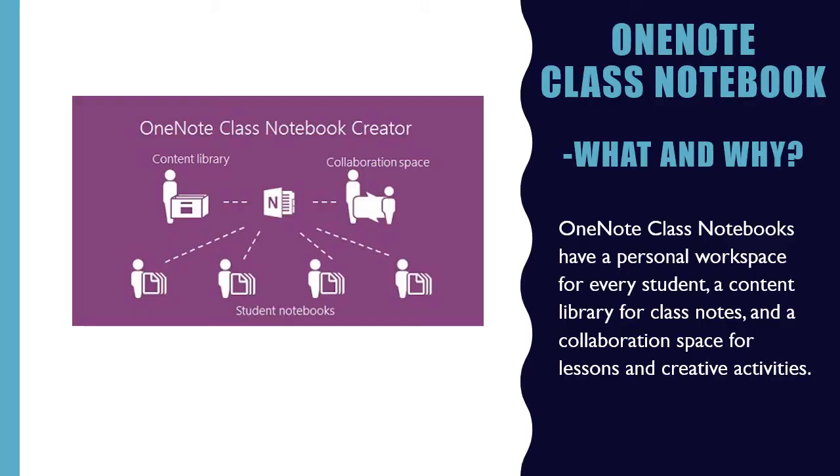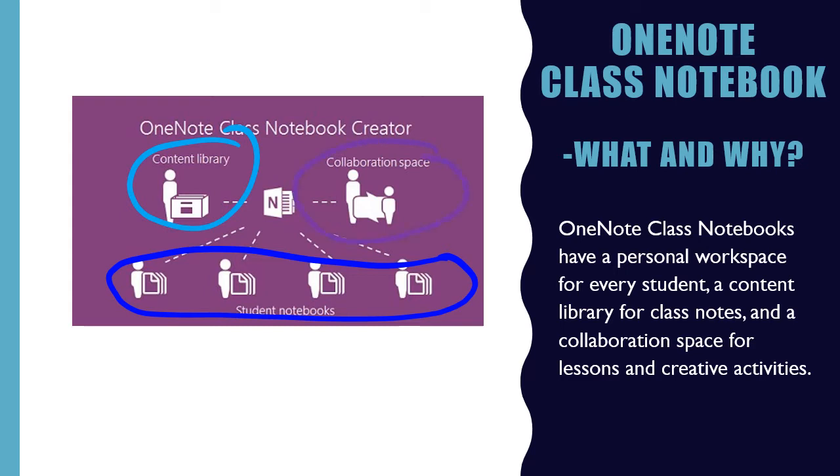OneNote's class notebook has personal spaces for every student. And that's where students can take daily notes, do homework, or do graded assignments. Then they also have a content library, and this is where students can go to see the materials for class, especially if they were absent, because then they can refer back to see the completed notes that I took during class on the board. And then lastly, there's also a collaboration space.